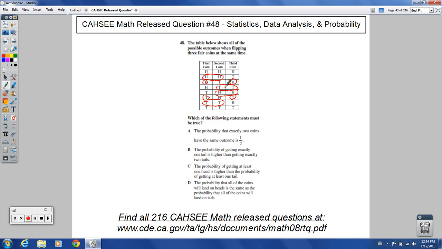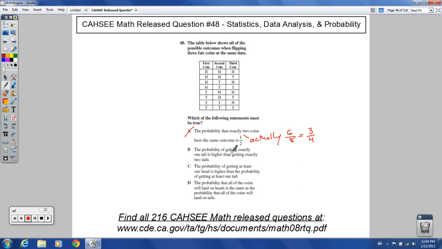And so 3 tails, 3 heads. Those are the only ones where you don't have exactly 2 being the same. And so this one is actually 6 out of 8, which is 3 out of 4. And so that one is not true because of that. Let's get rid of what we just did up here and think about it for now.